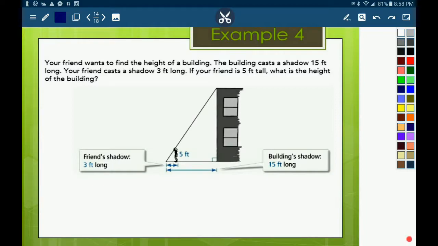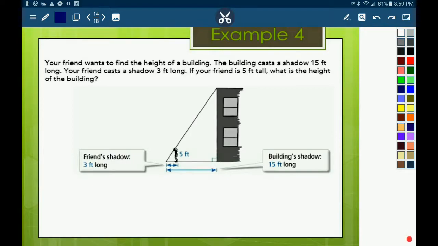Alright, so I've got one more example for you, and this is actually to prime you for an activity that we're going to do with indirect measurement. It says your friend wants to find the height of a building. The building casts a shadow 15 feet long. Your friend casts a shadow 3 feet long. If your friend is 5 feet tall, what is the height of the building?